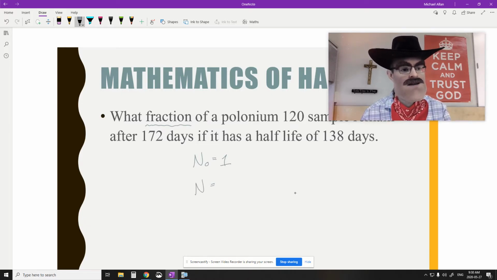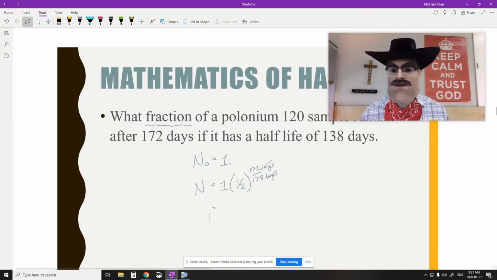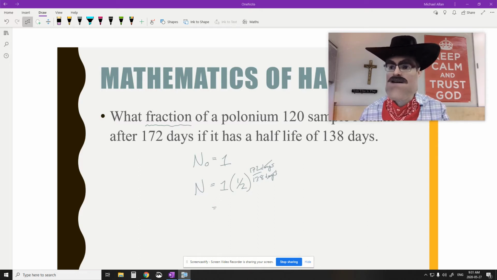So N naught is going to be 1. I got a half here. And over here, I have 172 days that has elapsed, and my half-life is 138 days. Days will cancel out, so that's good. So I'm just going to go a half raised to the power of 172 divided by 138, and I leave it as a decimal or fraction there. And we get 0.422.